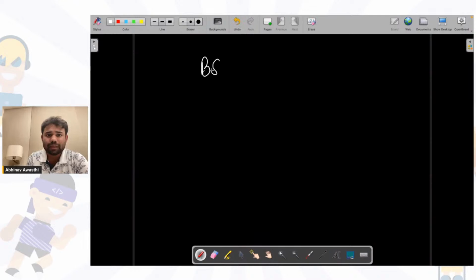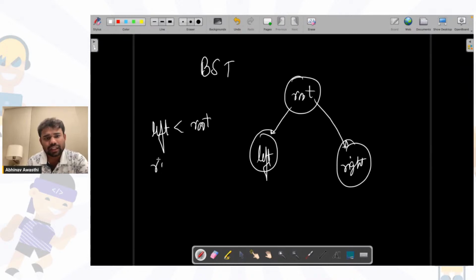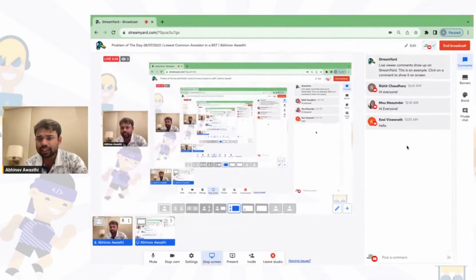So what happens in a BST is that if there is a parent node, or we can say a root node, then its left child and right child: left is always less than root and right is greater than root. Am I right? Okay. Hello Kasi.